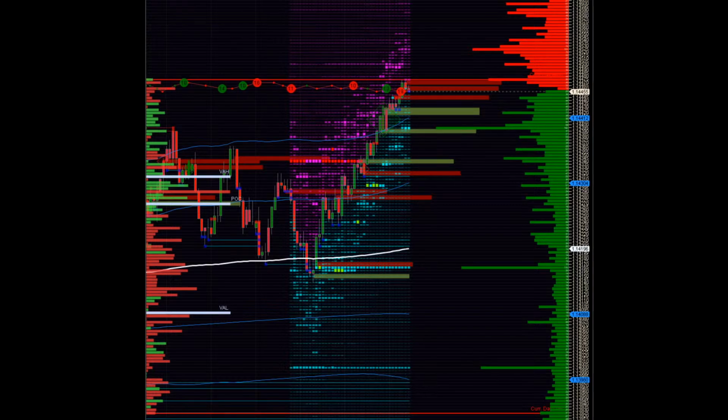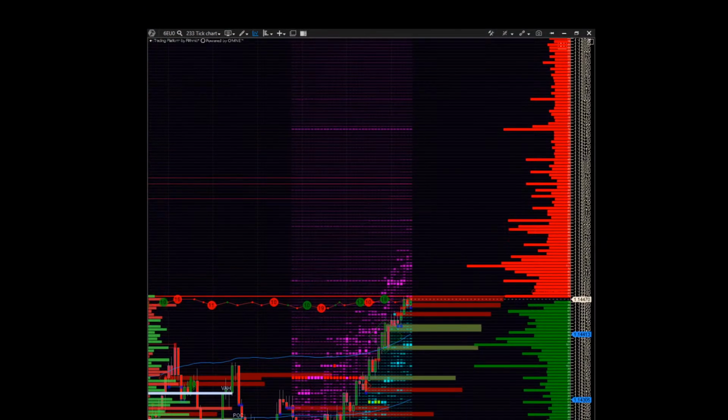Okay, how to add the indicator? Pretty easy. Let me just put this a little bit lower so you can see it. The thing is that my screen is too big for the broadcaster, so you cannot see everything.